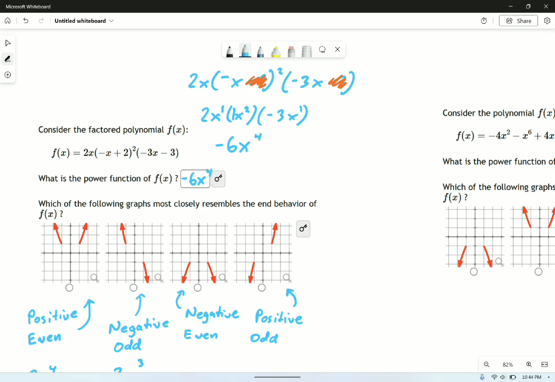The full polynomial, if I had multiplied it all out, would have been a whole bunch of other stuff I just don't care about. So which one of these end behaviors is it? Well, this is negative even, right? Negative 6, and the exponent is even. So there we go.